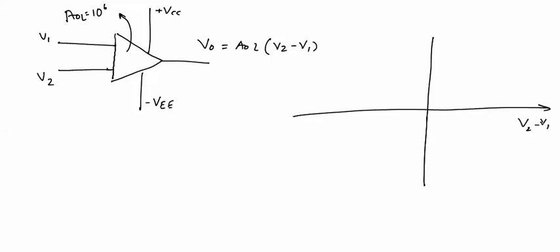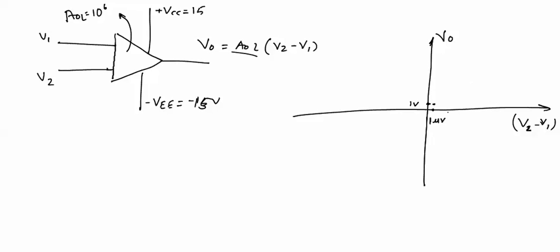Again we will plot V2 minus V1 against V0. We'll start plotting this graph. If V2 minus V1, this difference, is very small, say we keep this difference at 1 microvolt, and we keep these voltages at plus 15 and minus 15 volts, this will be multiplied with the open loop gain, that is 10 raised to power 6. Then after multiplication we will get an output equal to 1 volt. So here the output will be 1 volt.